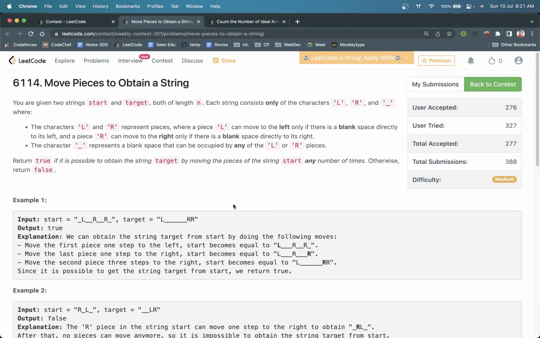For the first strings, targets L and R, L here and R here. So if they have a gap, we have to move the target. We have to move the target one. We can move.